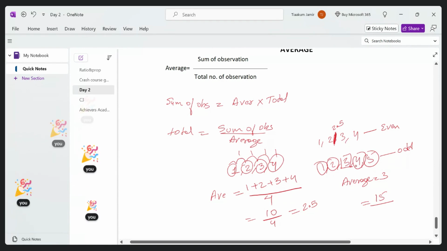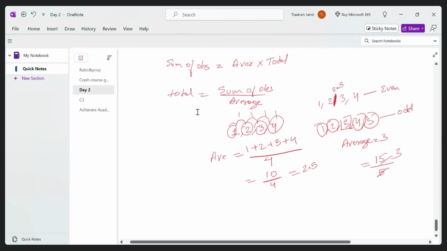Divided by the total number of observations, which is what? 1, 2, 3, 4, 5. Constant number 5, 5 three times. All right. So let's try with some basic questions.